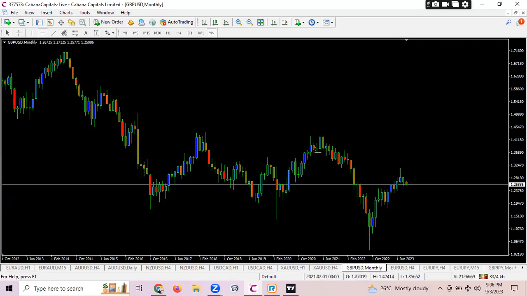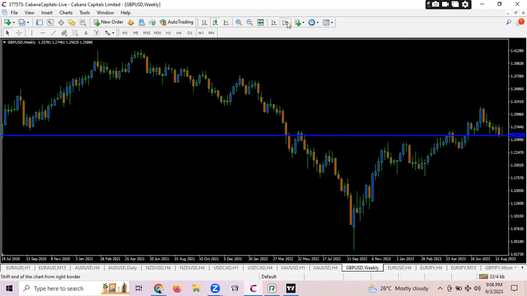You can see it tested a support last month, and there was a rejection from that support. So the question now is, will this support hold? Let's go down to weekly and see what we have on the weekly time frame.